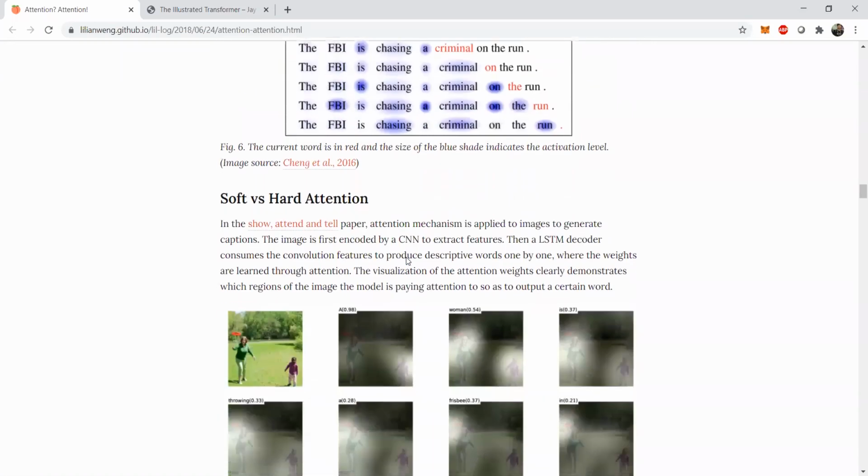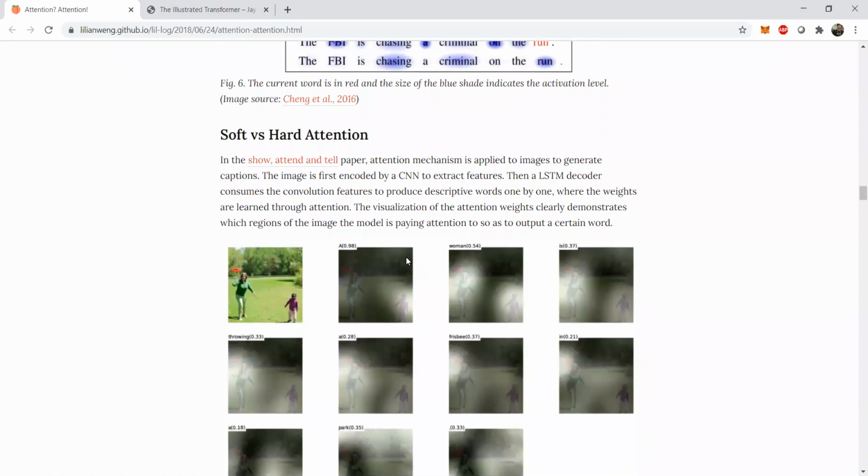And then we know about soft and hard attention. Soft and hard attention is a very important architecture as well, because in soft attention we are essentially trying to gain certain features by blurring some other features.